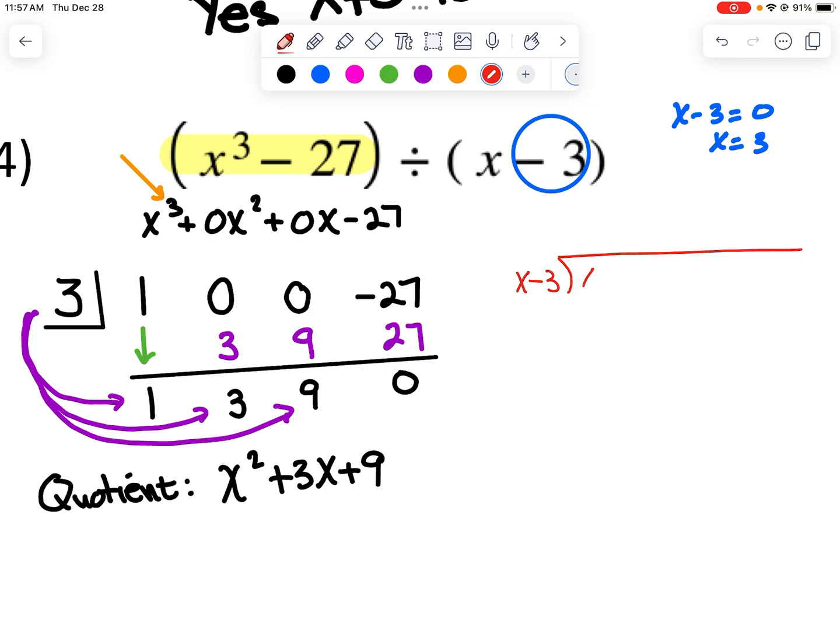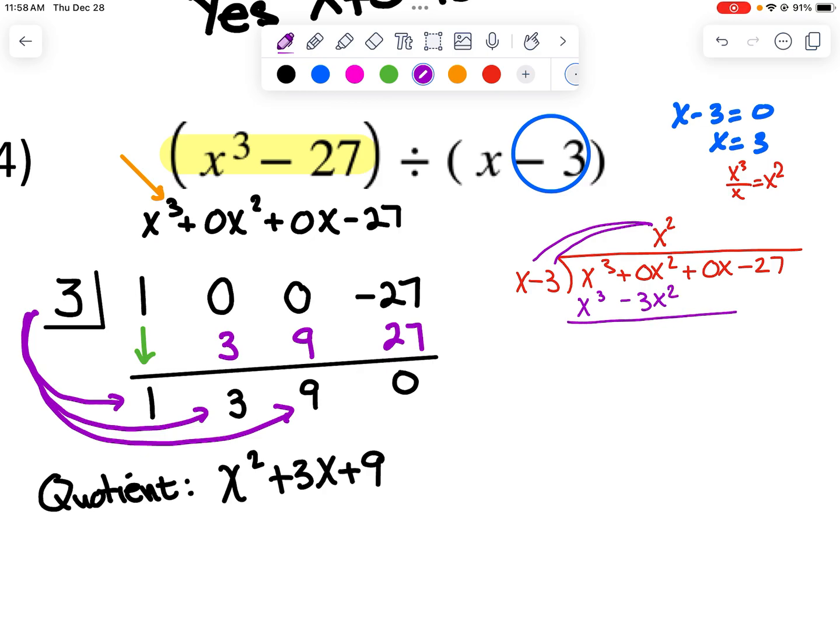We wrote x cubed plus 0x squared plus 0x minus 27. We said x cubed divided by x is x squared, so we put x squared here. Then we took x squared times x and x squared times negative 3. And x squared times x was x cubed, and x squared times negative 3 was negative 3x squared.